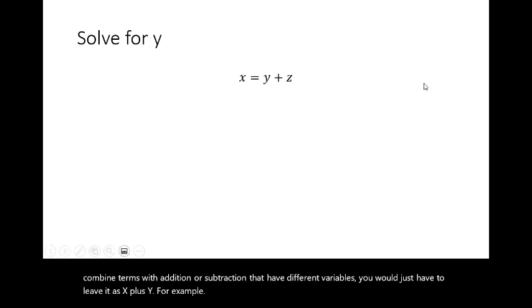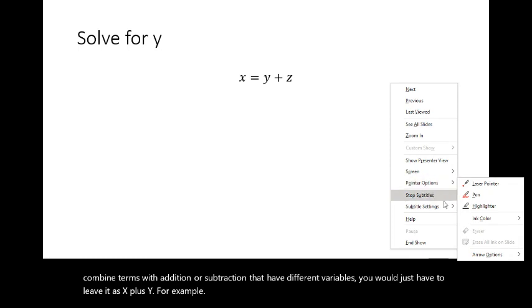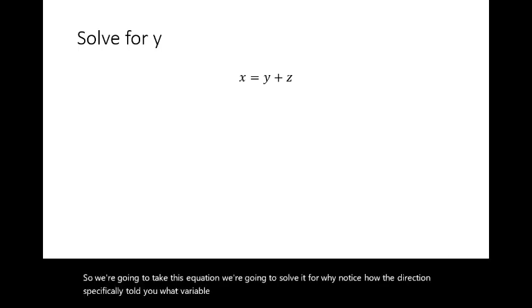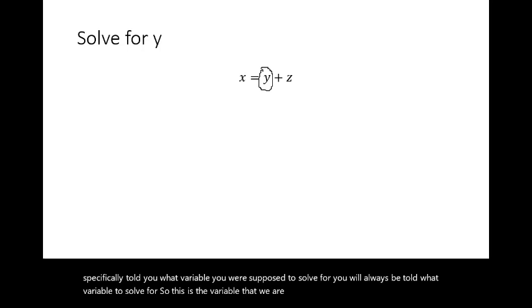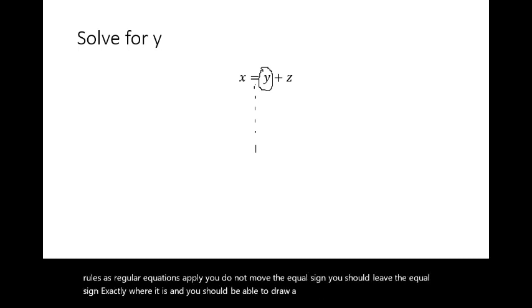So we're going to take this equation and we are going to solve it for y. Notice how the directions specifically told you what variable you were supposed to solve for. You will always be told what variable to solve for. So this is the variable that we are getting by itself. Now remember, same rules as regular equations apply. You do not move the equal sign. You should leave the equal sign exactly where it is, and you should be able to draw a mostly vertical line down all of your equal signs.